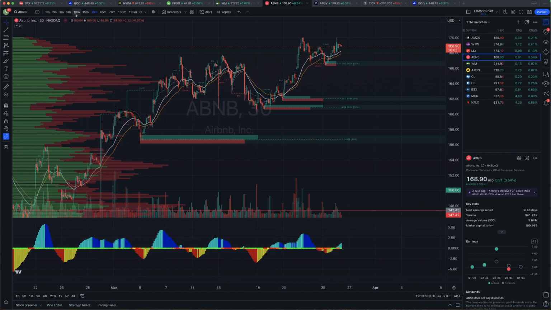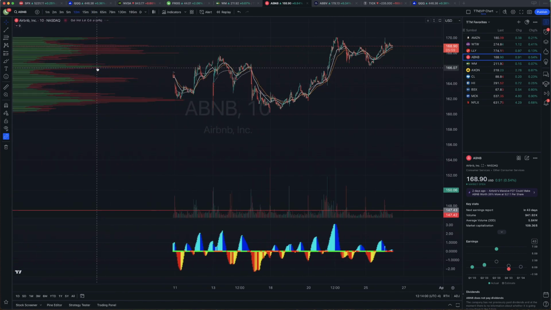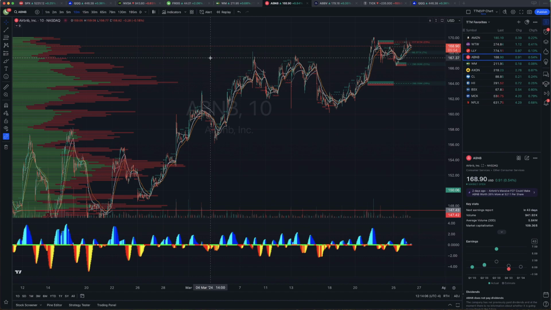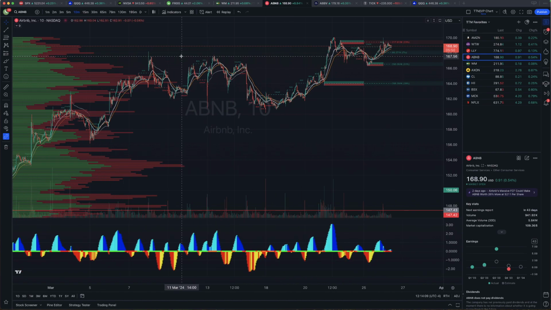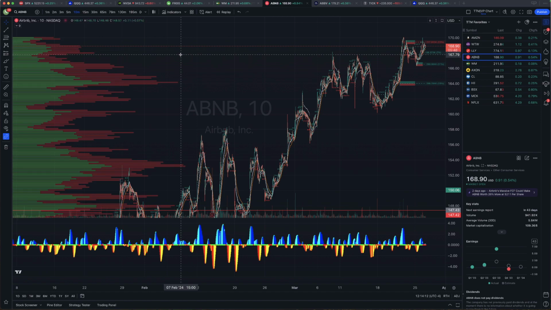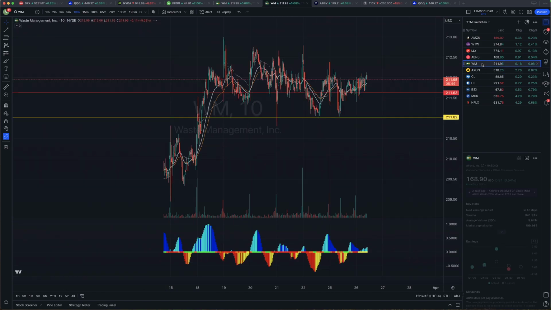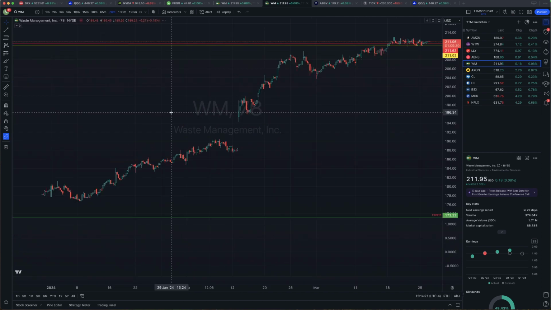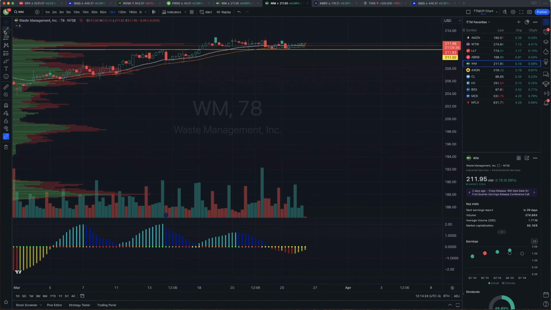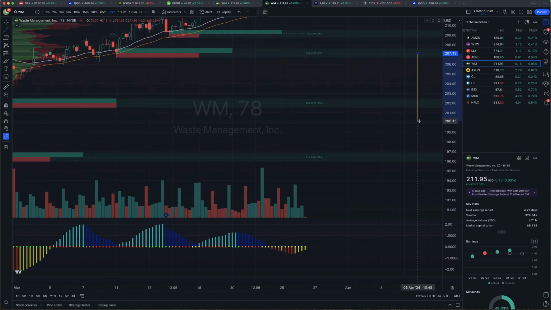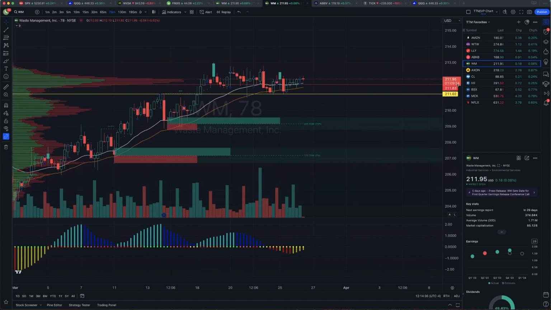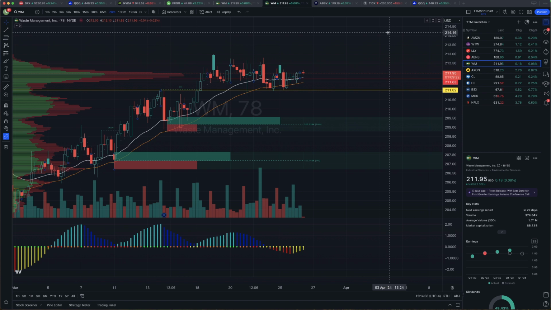Airbnb feels a little extended, other than sort of a cup and handle that it started to create. I mean, it broke that high. I do like Airbnb, but I'm going to skip over marking it up. Waste management, I am in. I do like this chart. Bought this today. Oops. That's not what I wanted to do. Bought this today. I'm targeting kind of this 214 area.